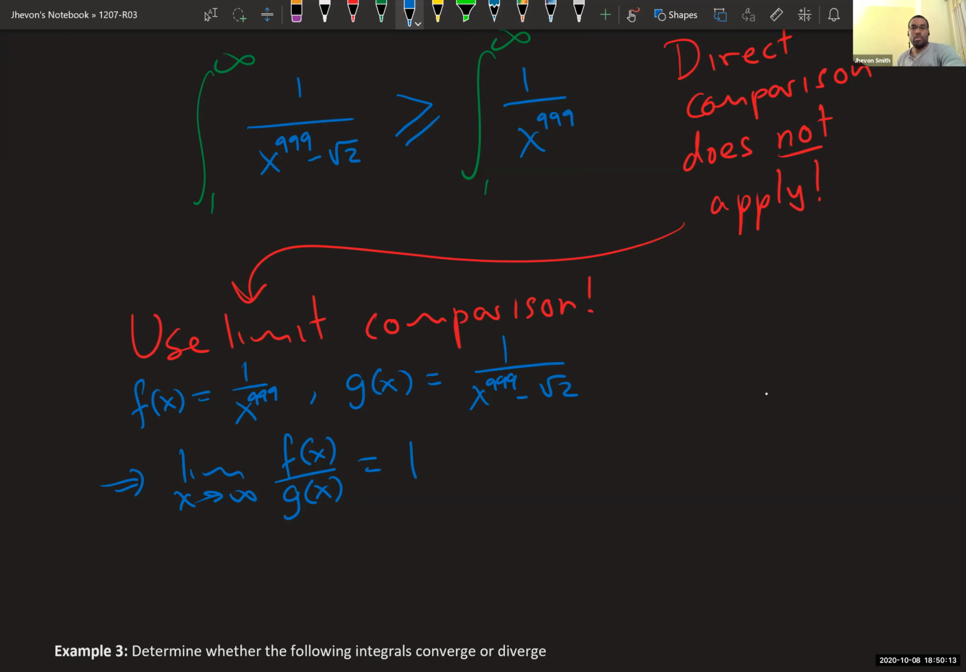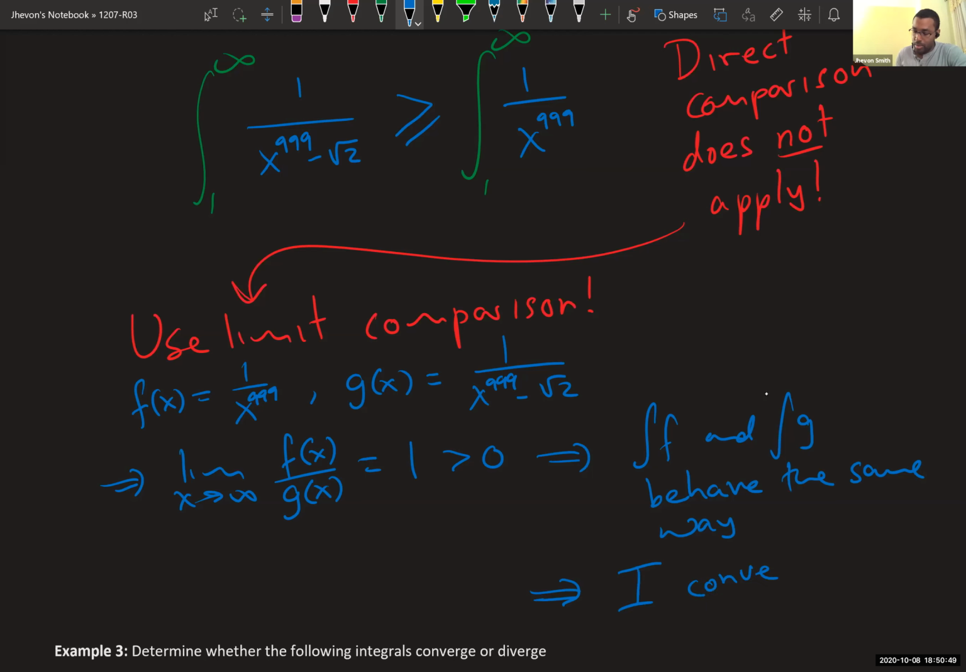One, right? Again, this is from Calc 1. So you do have to know about limits, and you have to go back over Calc 1, remind yourself of L'Hopital's rule, ratios of polynomials, and how they behave for limits at infinity. If the highest power is the same on top and bottom, you go to the ratio of the coefficients. So it's 1, which is greater than 0, which means the integral of f and the integral of g behave the same way. And that would mean that the integral converges, because I already know that the integral of f converges.